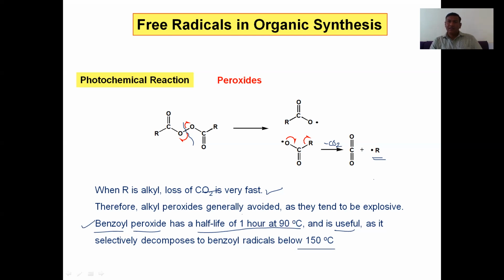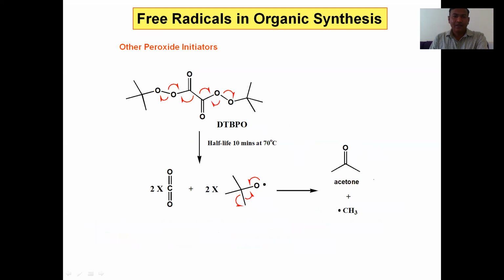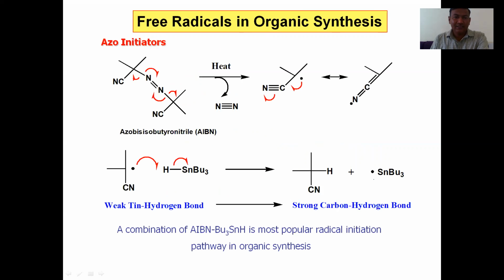Okay. So I think we'll stop for the first session, and next we'll see how many peroxide initiators there are. And this is DTBPO, a peroxide initiator. Then this is the azo initiator, which is very famous, AIBN, azobisisobutyronitrile, and so on. Okay guys, so let's see in the next session.